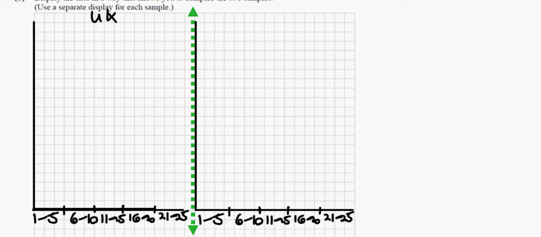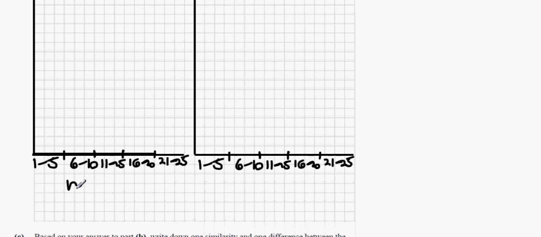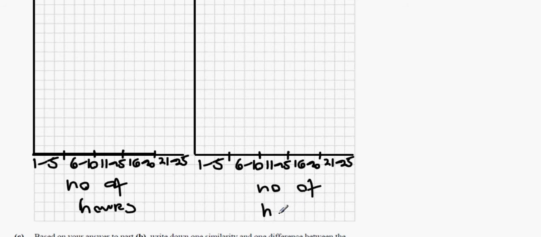And this one here is going to be UK as the first one, and Ireland as the second one. And we had to label both axes. So this is number of hours, and this one here is also number of hours. And then we've just got it.